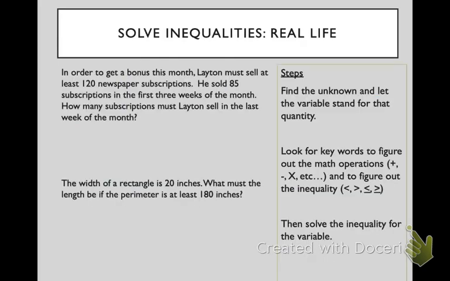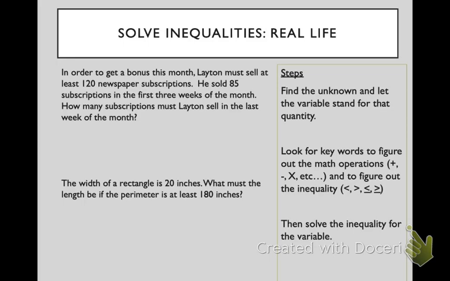Sometimes you'll have real-life situations that can be written as an inequality. In order to get a bonus, Leighton must sell at least 120 newspapers. So not equal to, it needs to be at least. He's already sold 85 subscriptions in the first week. How many subscriptions must Leighton sell in the last week of the month?